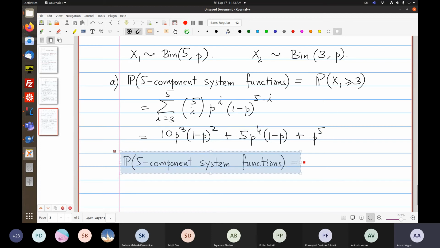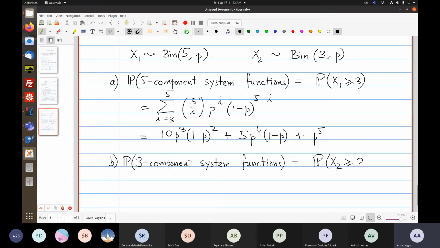Okay, now I'll use my modern technology to make my life easy. So what is the probability that the 3-component system functions? Now this is something involving x2. If x2 is 1, that's not okay, because we want at least half. So it should be more than 3 by 2.